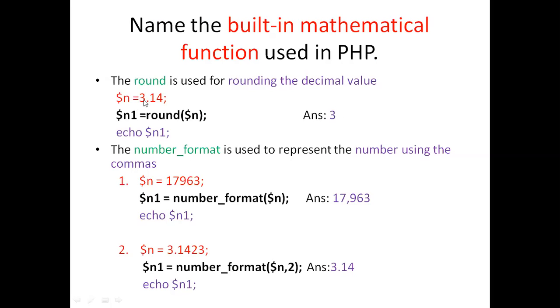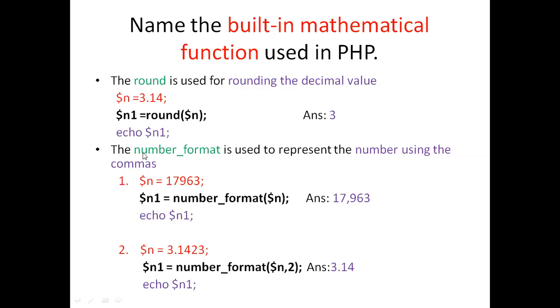For example, if you change here to 3.54, this 3 becomes 4, because after the point, this value is 5 or more than 5. Okay, so this becomes 3.4. 3 will become 4 if this number is more than 5.